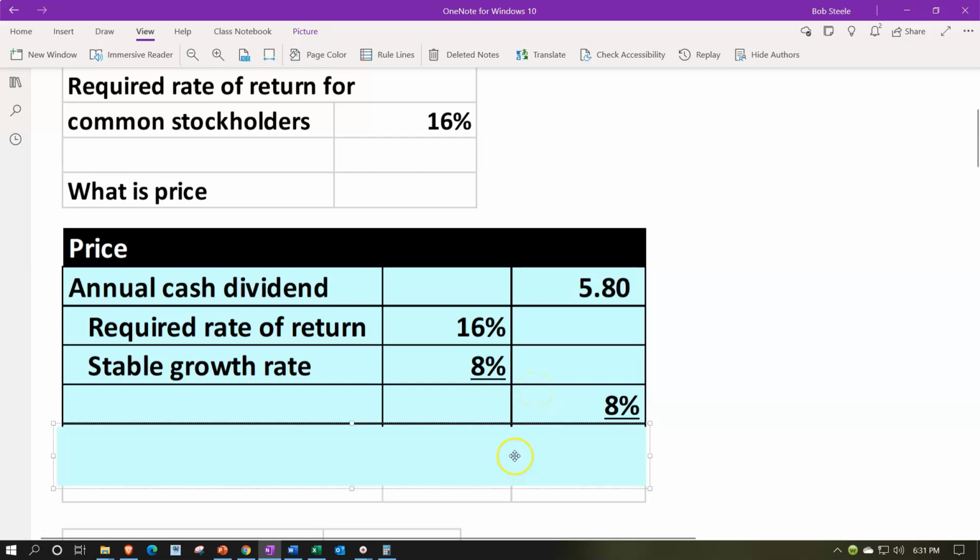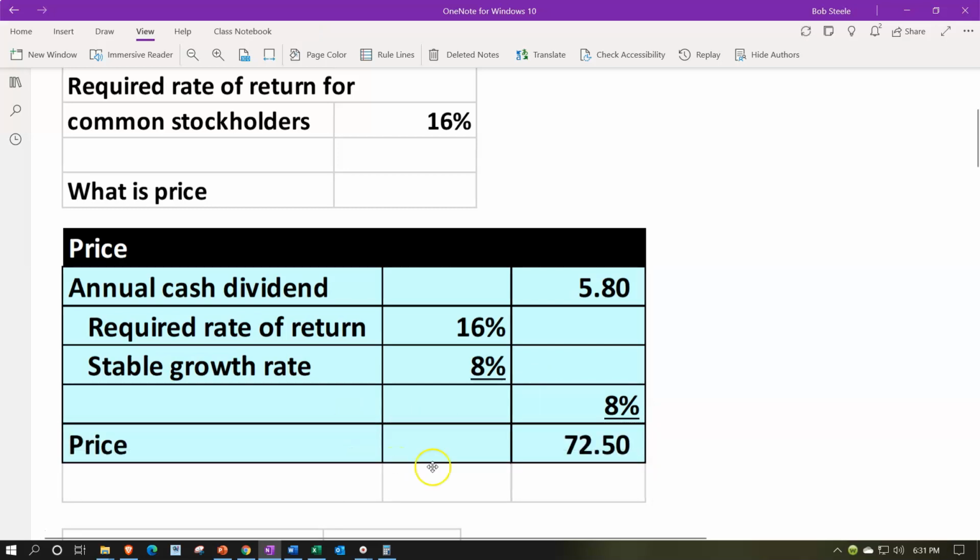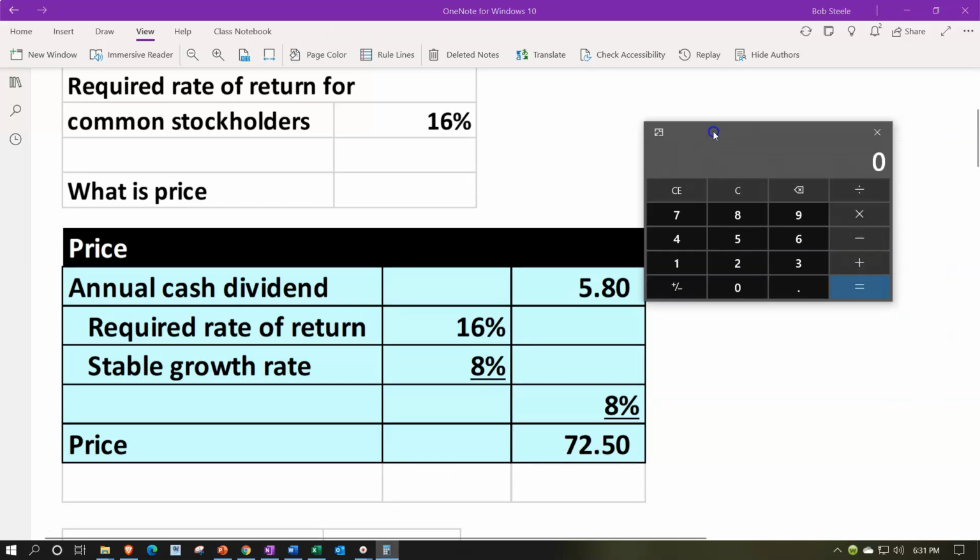And then we're going to be comparing the 5.8 to the 8%. So we'll take the trusty calculator out real quick just to do that calculation here. We're going to take the 5.8 divided by 0.08, and we're going to get 72.50.